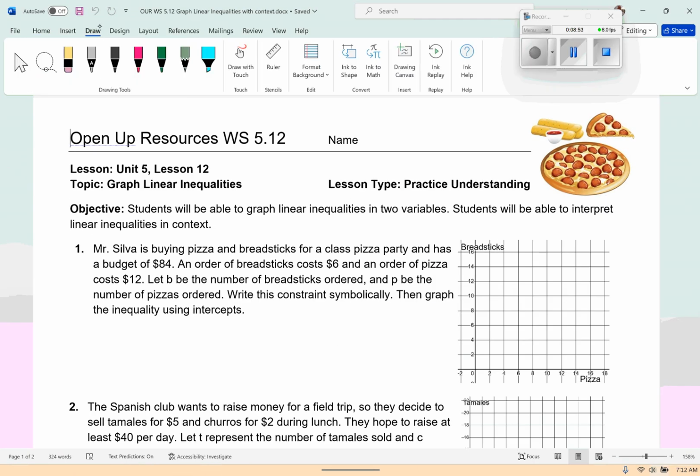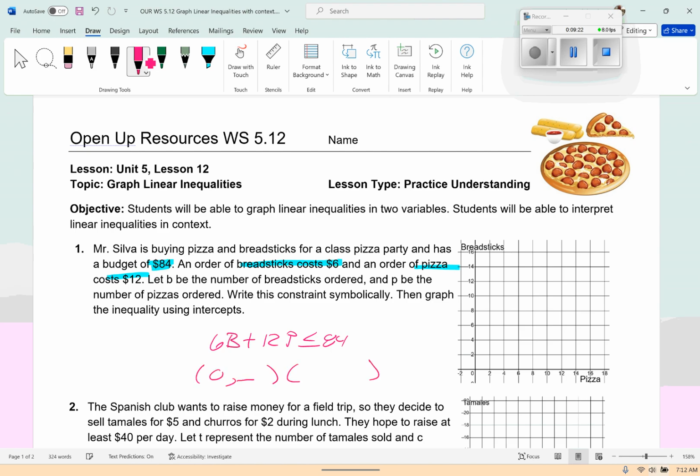All right, let's take a look. So we're just going to kind of get these set up. It says, Mr. Silva is buying pizza and breadsticks for a class party and has a budget of $84, so you can't spend any more than that. The breadsticks cost $6, pizza cost $12. So 6 breadsticks plus 12 pizza is less than or equal to $84. There's a cover method that we can do with this. 0, comma, blank, blank, comma, 0. Go ahead and graph it and see if you can solve that.